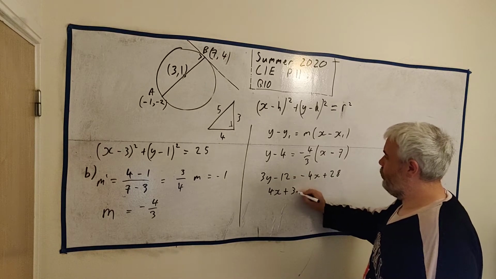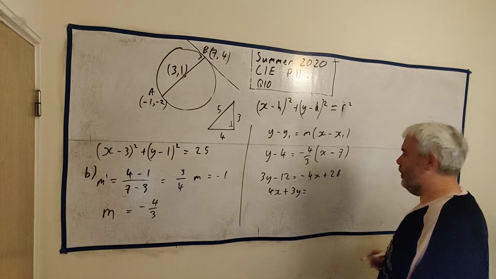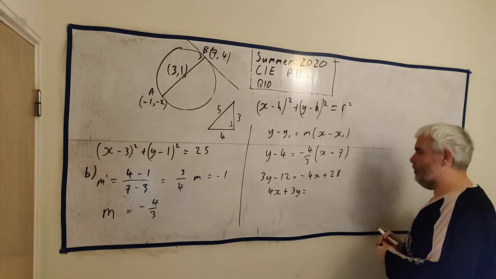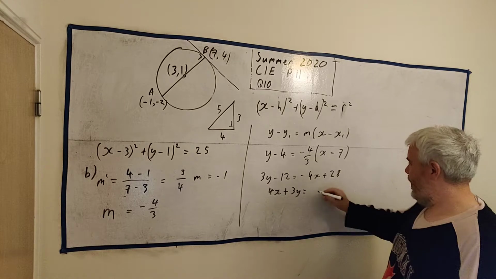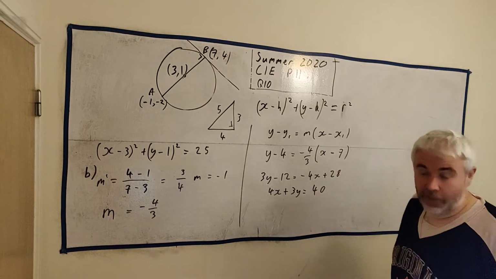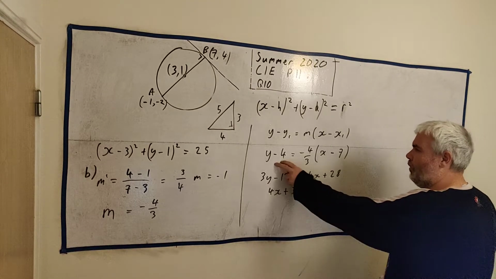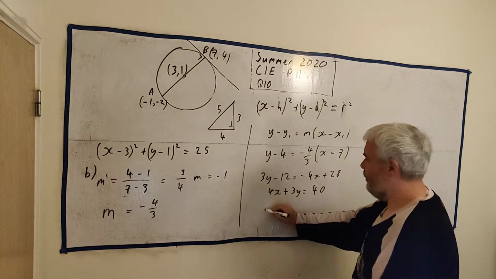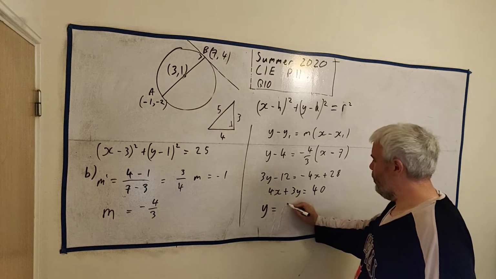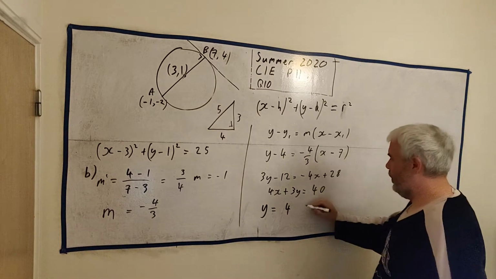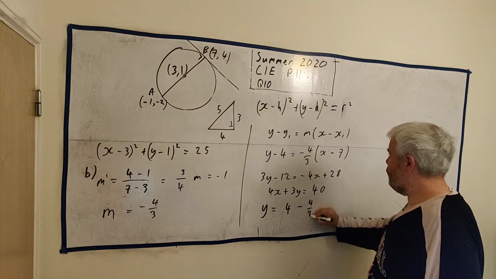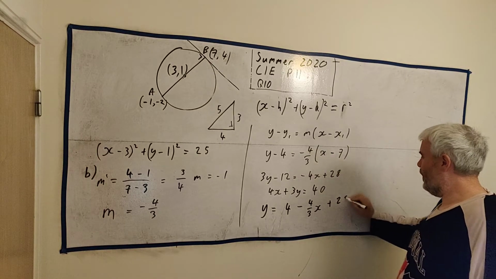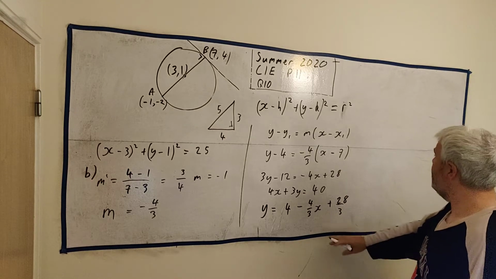4x plus 3y equals, I know some people like to leave the numbers on the same side or bring them over to the other. Bring them over, it adds up quite neatly. That's another equation of a line. Personally though, I like to always leave it y equals. So I'm going from here, y equals 4, I'll bring this 4 over, minus 4 over 3x, and minus by minus is a plus 28 over 3, not very neat.